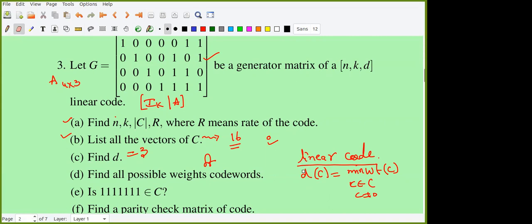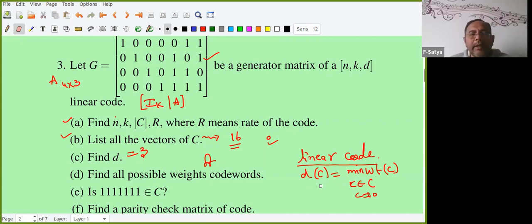What is that I want to say? So let us look at this example. One example I'll give you. So let us take 0, 0, 0, 1, 0, 1, 0, 1, 1, 1, 1, 0, right? Is it a linear code? Yes. Why is it a linear code? So it comes from this generator matrix.